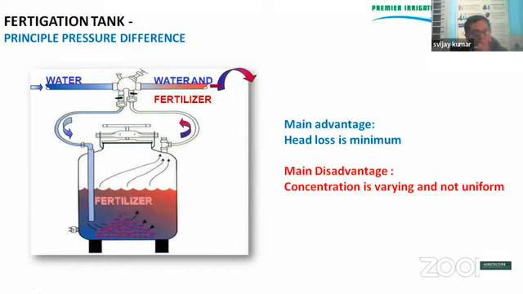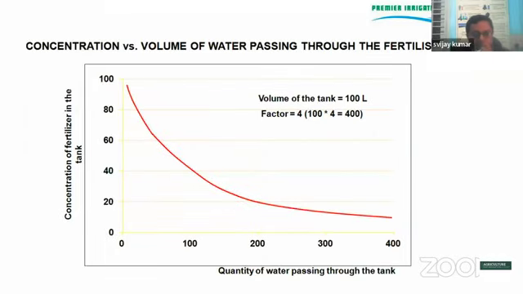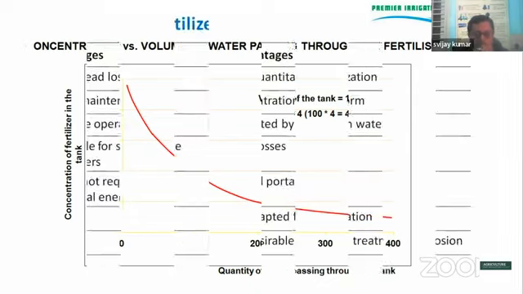So wherever you have a condition where the head loss or the pressure available is very low, you can go for a fertigation tank. The disadvantage is that whatever concentration you start with in the beginning, it continues to vary. You don't have a uniform concentration. This I will explain in the next slide. See, when you start, the concentration in the graph is very, very high. As you go on fertigating, the concentration tapers off. So initially the concentration will be high and later the concentration becomes less. This is one drawback of the fertilizer tank.